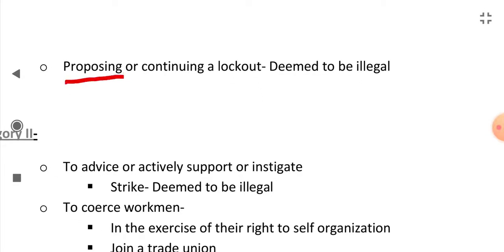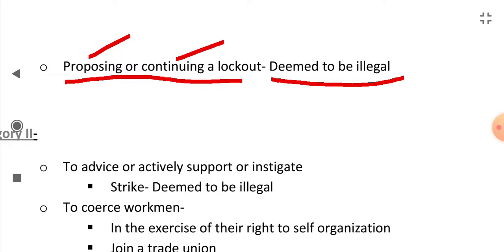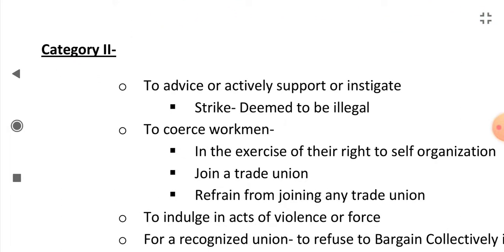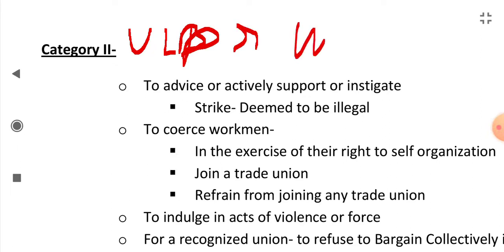Or proposing or continuing a lockout deemed to be illegal. If there is a lockout which is illegal, if the employer proposes it or continues with the illegal lockout, it comes under unfair labor practices. Now comes category 2, which are unfair labor practices by workmen or their trade unions.